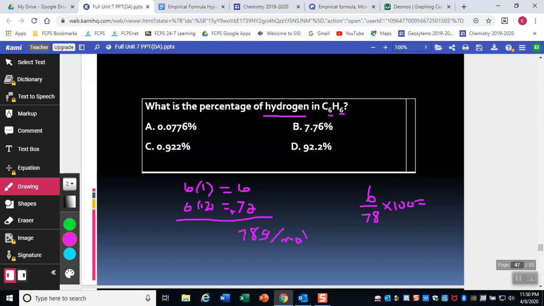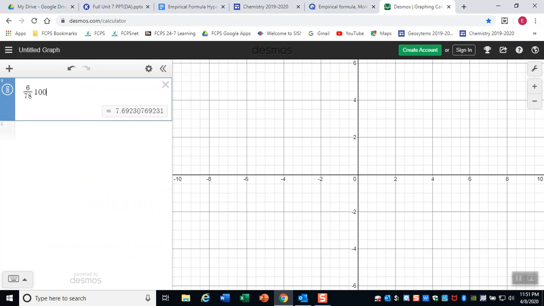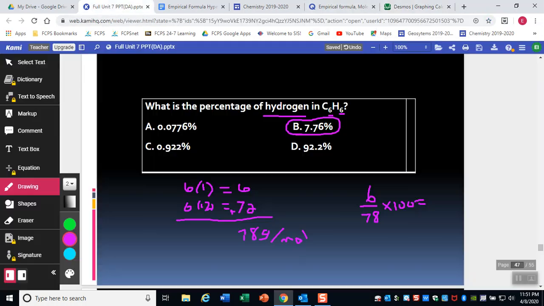So here we go. That would be B. We just want to find the closest answer because I was rounding off. So it's going to be a little different than if I had done the exact decimals.